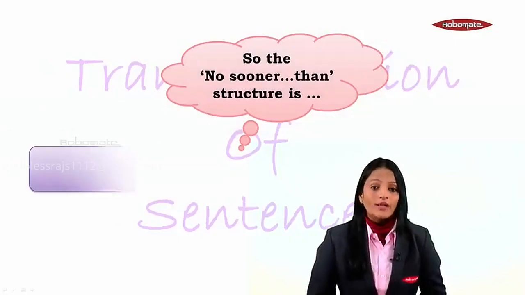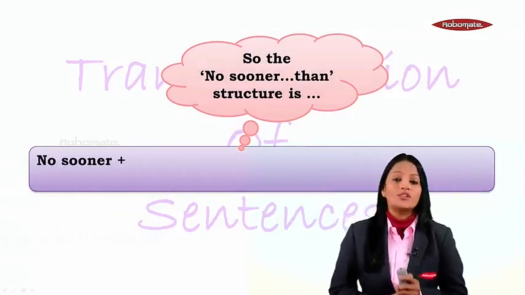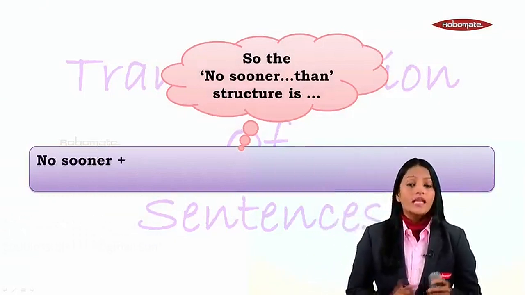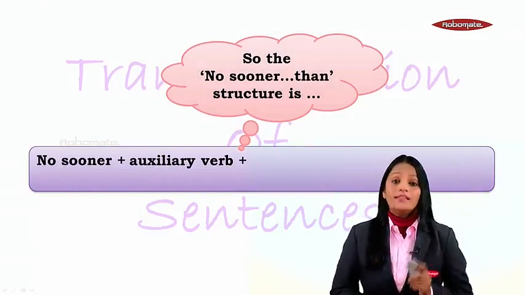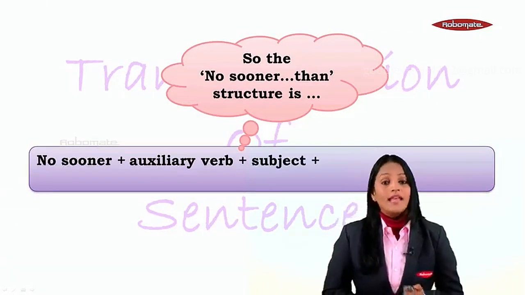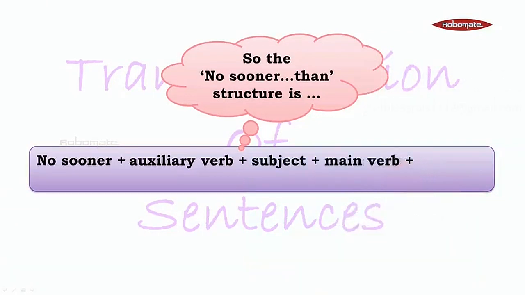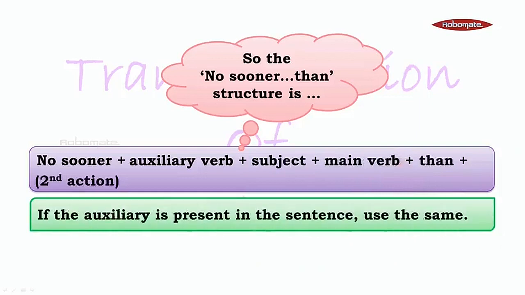Let us take a quick look at the structure. How is the structure of a "no sooner" sentence? It starts with no sooner, then we have the auxiliary verb, then the subject, then the main verb, and then we use "than" in place of the comma, and of course we have the second action as it is.